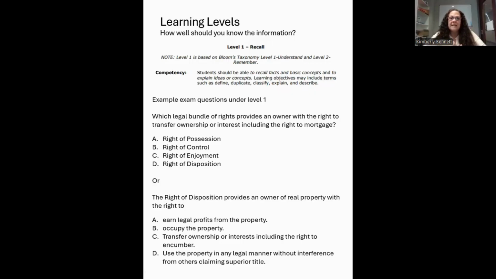And this tells you exactly how well you should know the information. So on there, it's level 1. You're going to be able to recall, define, duplicate, classify. Those are definition style questions. Okay, and here are 2 examples of the types of questions you could have under level 1. Which legal bundle of rights provides an owner with the right to transfer ownership or interest, including the right to mortgage?